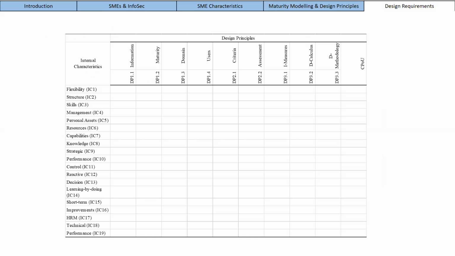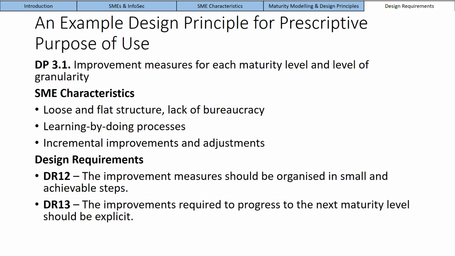Here you see on the columns the design principles proposed by authors Pöppelbuß and Röglinger, and the SME characteristics. Here you see just the keywords we derived to recall them easily in the rows. So the question is, how can we map them? I'm going to give an example of what we did.